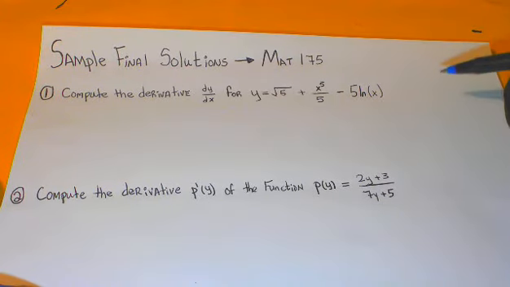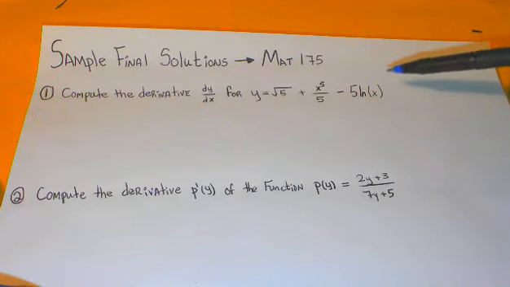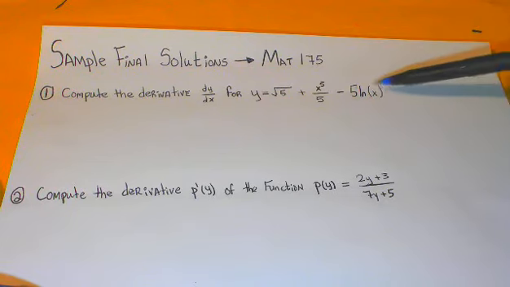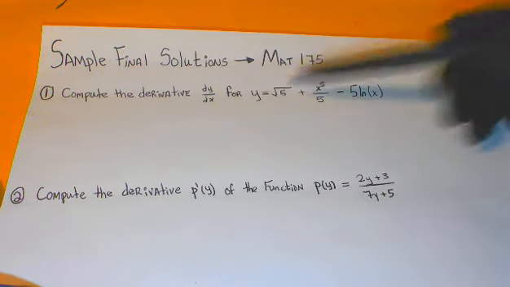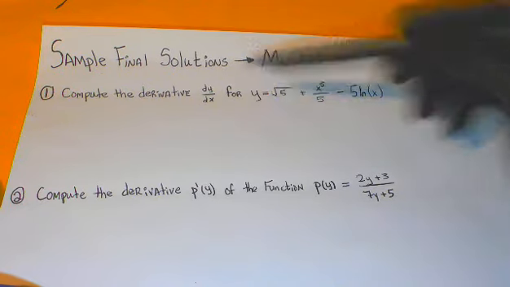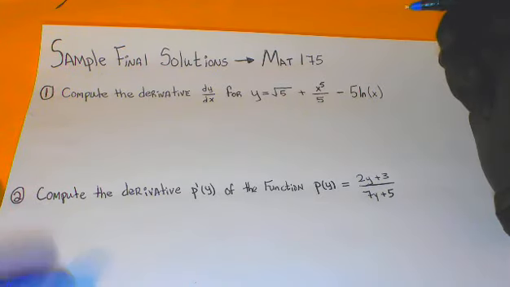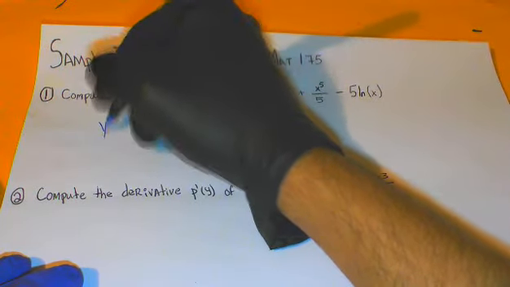So for problem number 1, we're computing the derivative dy over dx for y equals the square root of 5 plus x to the 5th over 5 minus 5 times ln of x. So in this problem, we're just finding the derivative of y with respect to x. You could write dy dx, or you could write y prime. Either one is fine. So what we're going to have is the following.